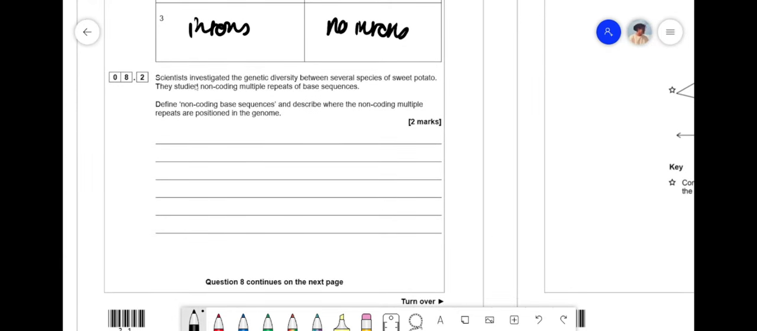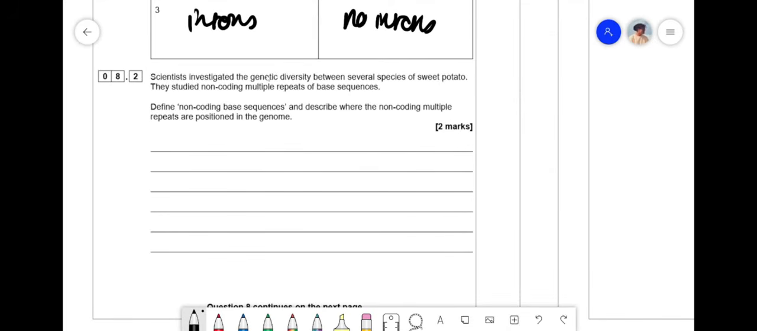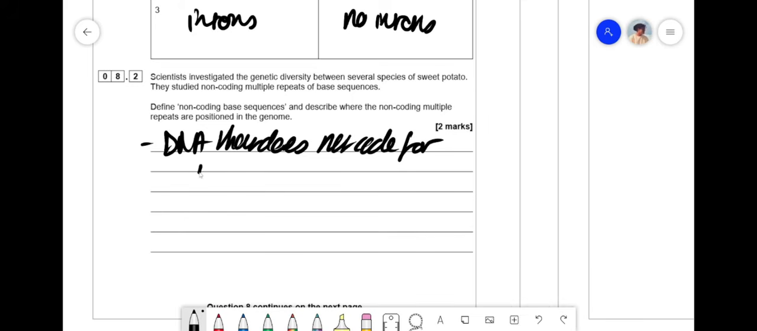Right, so scientists investigated the genetic diversity between several species of sweet potato. They studied the non-coding multiple repeats of base sequences, defined non-coding base sequences, and described where non-coding multiple repeats are positioned within the genome. So basically, it's DNA that does not code for protein. That's just the definition. And where would it go? It would be between genes.